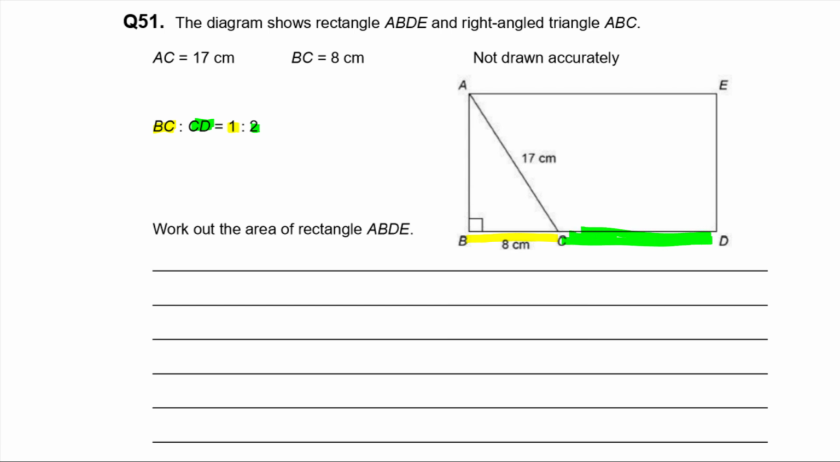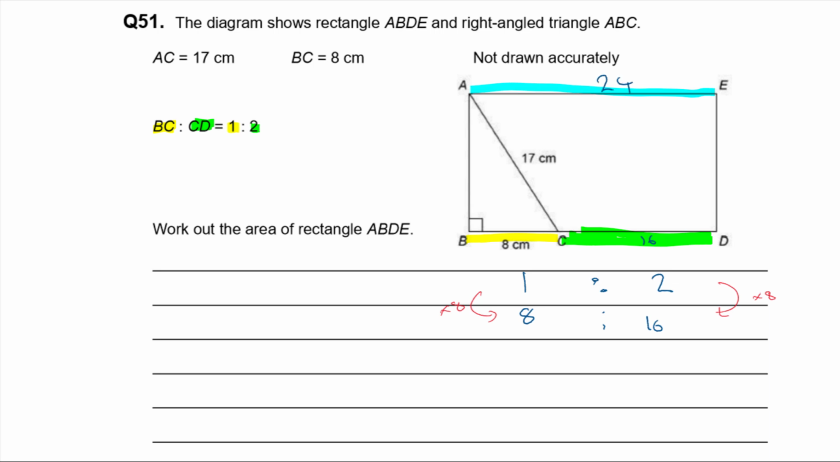Now, if these are in the ratio of 1 to 2, but the yellow bit there is length 8, then that's 8 times bigger than 1, isn't it? So if I multiply this side up by 8 as well, I'm going to get 16. So that tells me this green bit is 16. If the green bit is 16 and the yellow bit is 8, then the distance all the way across is going to be 8 plus 16. That's going to be 24, isn't it?